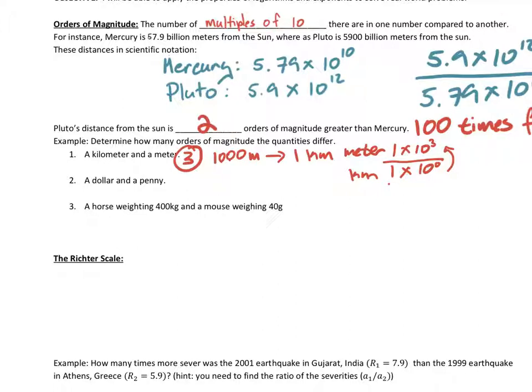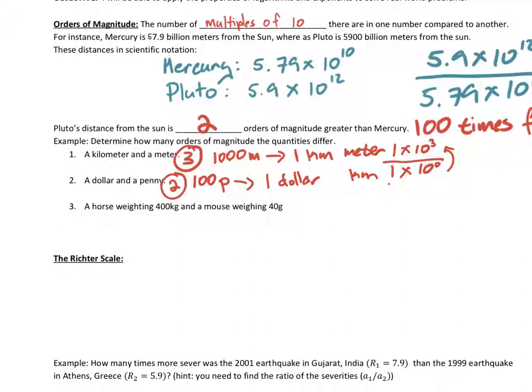Okay, $1 and a penny. So if we think about it, there's 100 pennies in $1. So you can just count up the zeros, or you can figure that in scientific notation, but we're looking at 2 orders of magnitude that they differ. Okay, a horse's weight, 400 kilograms, and a mouse weighing 40 grams. So how do these compare?